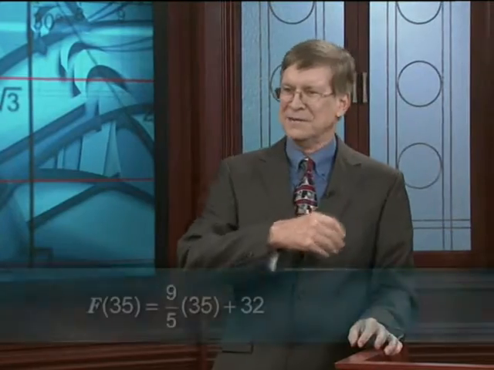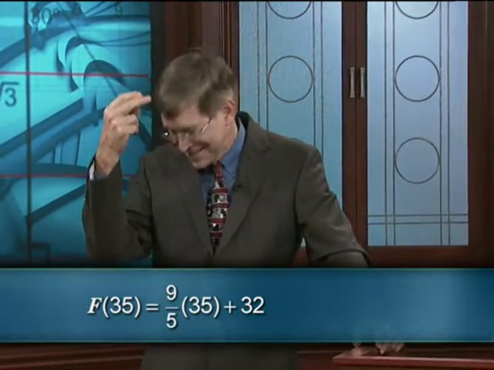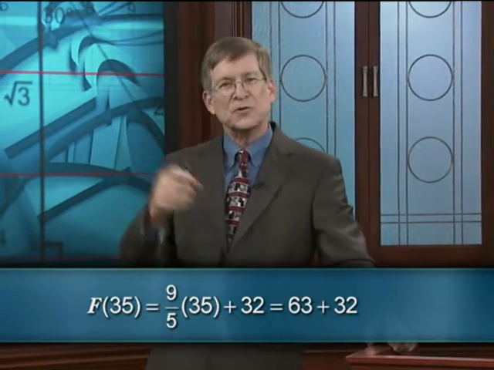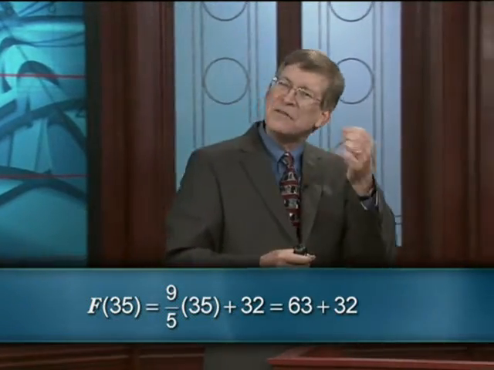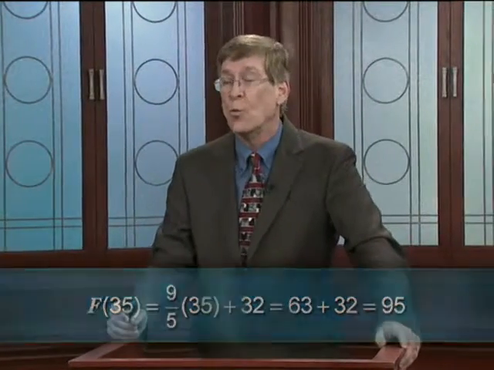What's 35 degrees Celsius in terms of the more comfortable Fahrenheit? Well, plug it into the formula. F of 35 is 9/5 times 35 plus 32. And if you do those computations, you get 63 plus 32, or 95 degrees. Whoa, it's going to be hot out. I'm going to wear shorts when I do my tourism today.